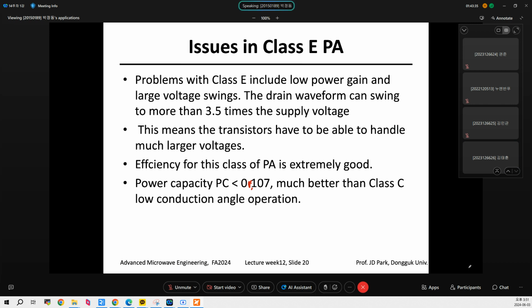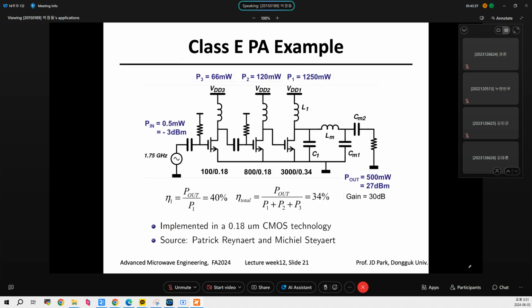So this is a class D, class E power amplifier example, which was presented by Patrick Renard when he was a student, I think. Michel Steyart must be his advisor. Anyway, Patrick Renard published this, and it has an efficiency of 40%. Total efficiency is 34%.